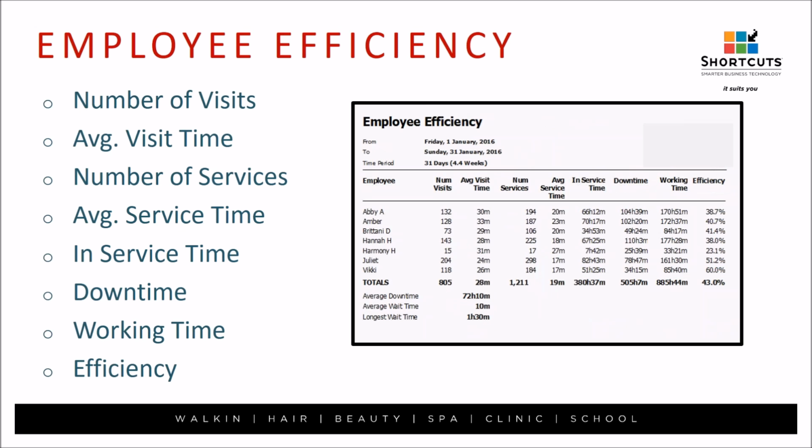Next, we're looking at the employee efficiency report. On this report, we can see the number of visits that the employees had, so that's the first column there. We can see the average visit time, so how long the average visit was. The number of services is the third column, and then the average service time. It should generally be relatively the same as the average visit time, but you might find, and hopefully, that the actual time it takes the employee is a little bit less.